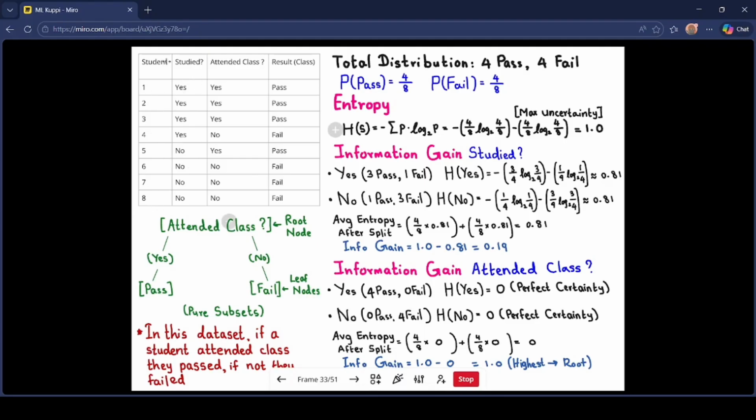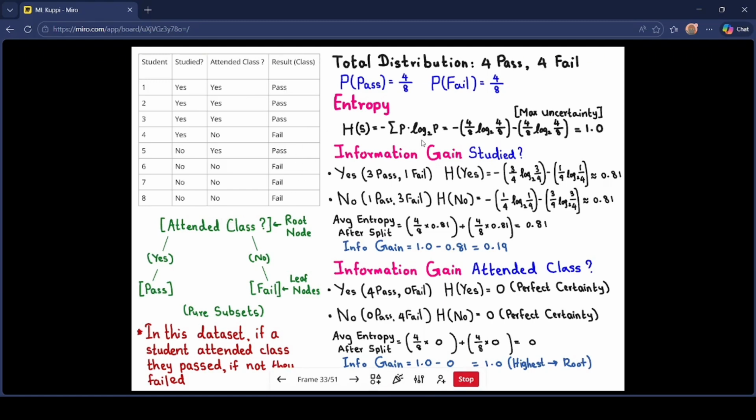We have two attributes. The first one is whether they studied or not, a binary attribute, yes or no. The other attribute is attended class, whether they attended lectures, yes or no, another binary attribute. This is a very simple example. And then we have the result, whether they pass or fail the class.